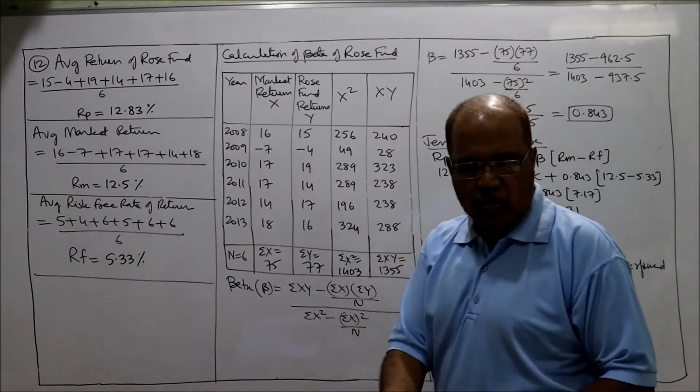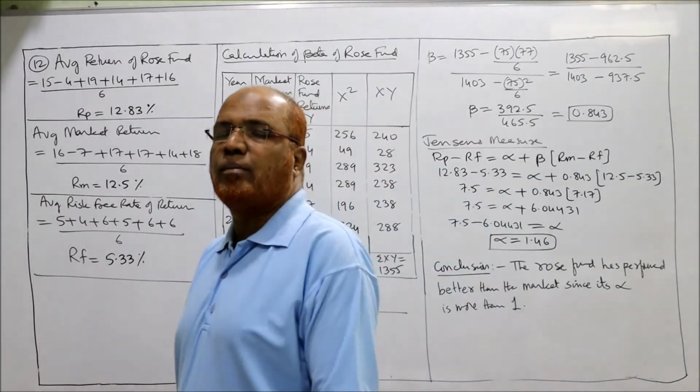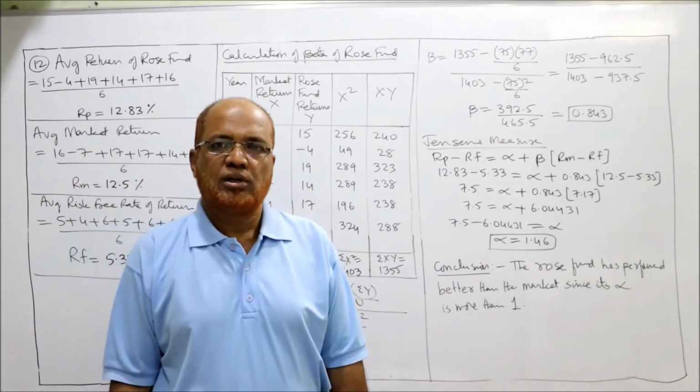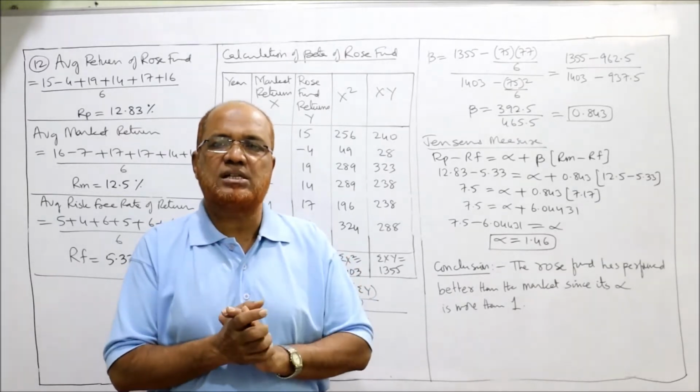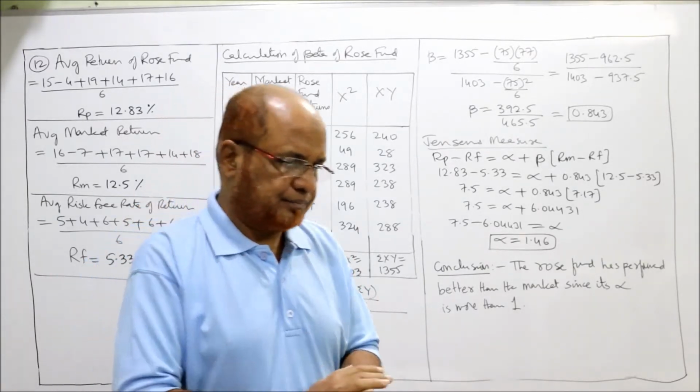Now we have to give the conclusion whether the Rose fund performance is better than the market or not. The Rose fund performance is much better than the market because its alpha is greater than 1. That is the conclusion.